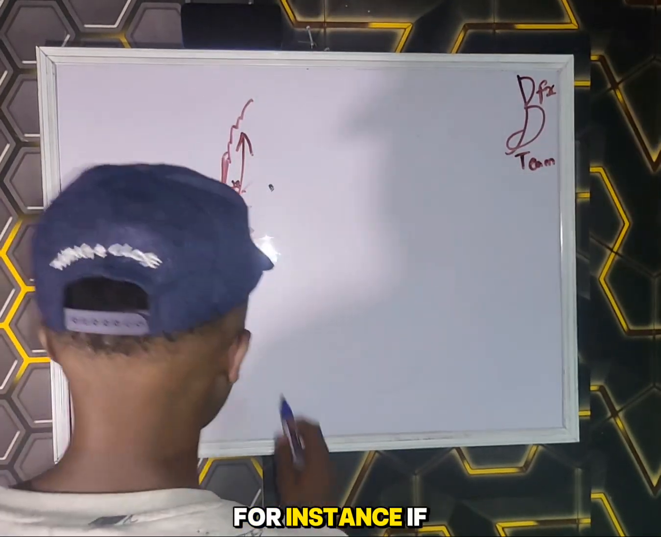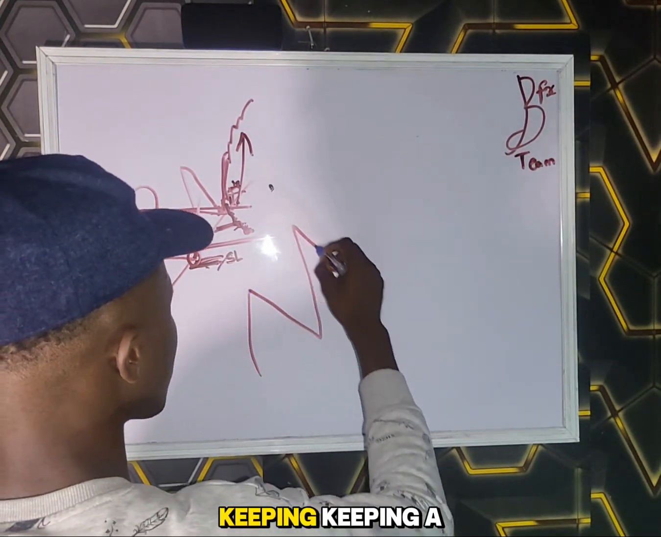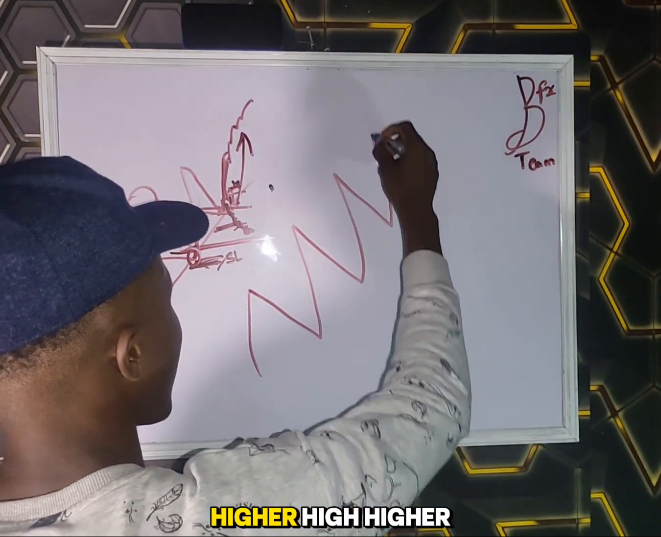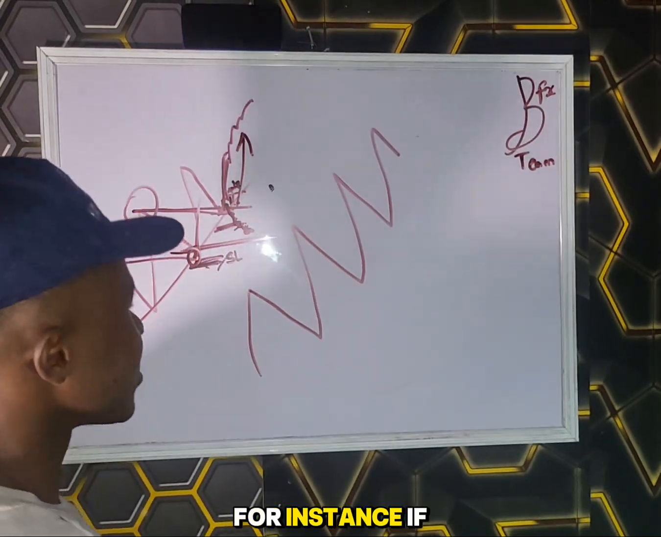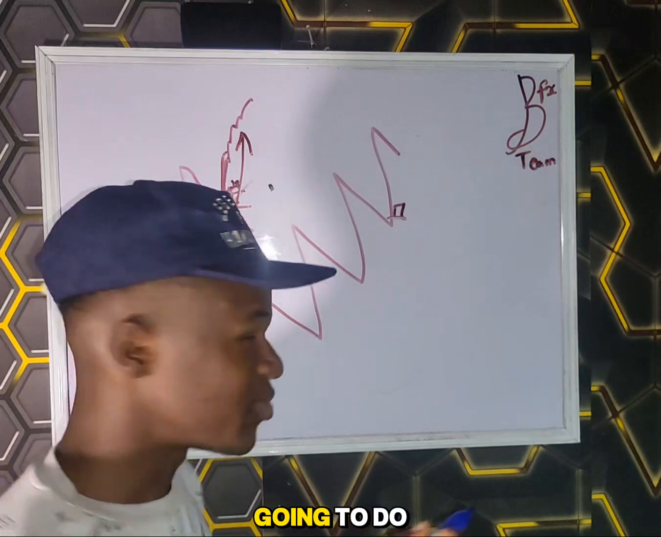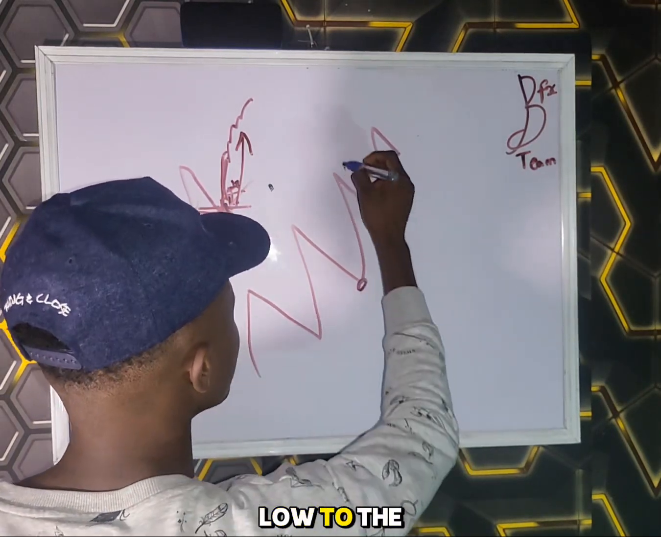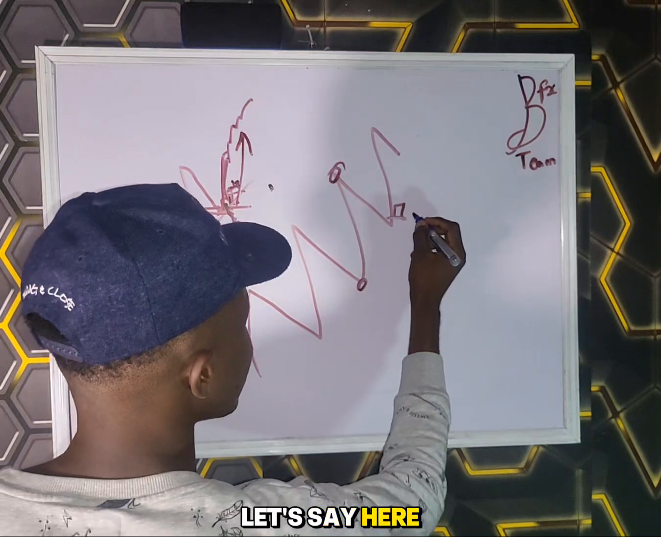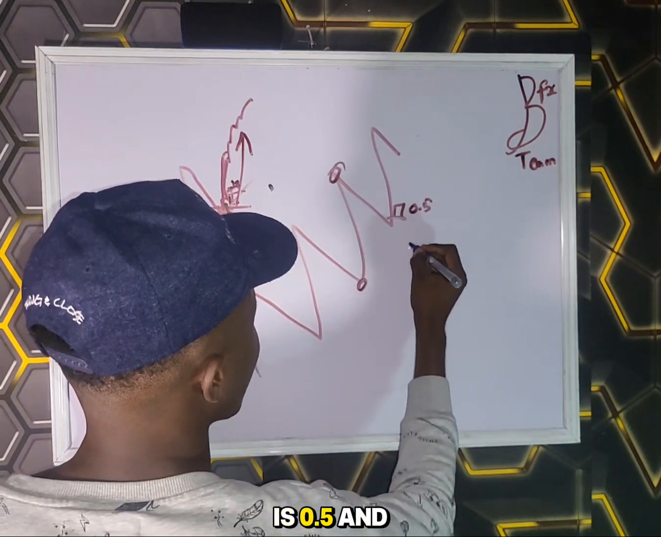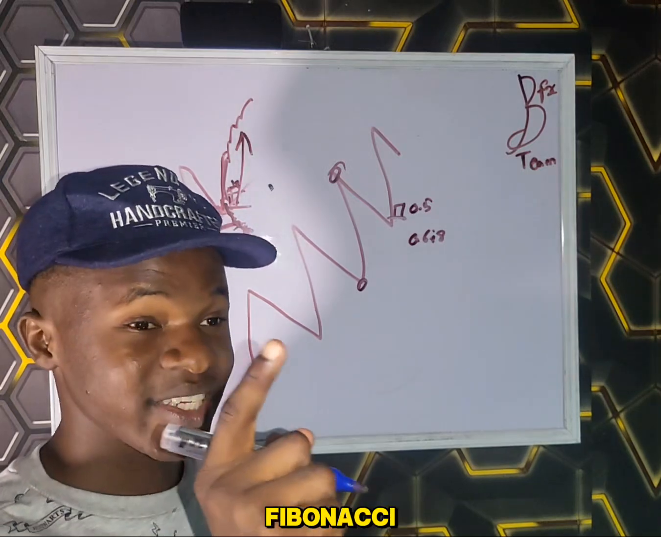For instance, if the price is moving upward, keeping a higher high, higher low, higher high, higher low, and I'm going to take a buy here after a bullish confirmation, what am I going to do? I'm going to draw a Fibonacci from the swing low to the swing high. Let's say here is 0.5 and 0.618.